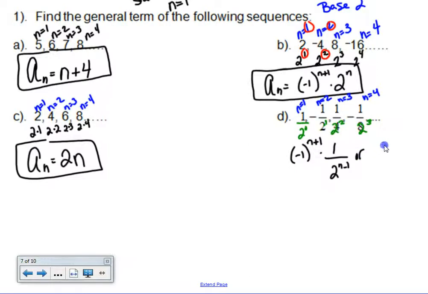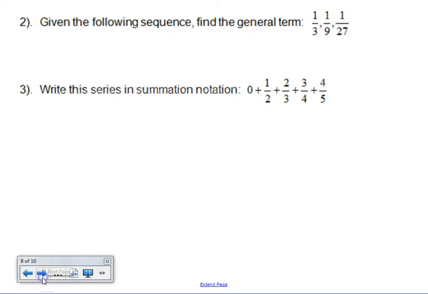Now, what some math teachers like is they don't like these separations of the terms here. So they'll put the -1 to the n plus 1 power in the numerator, and then 2 to the n minus 1 power in the denominator. And that's a great answer as well. Again, these are not the only possibilities for general terms. You will be able to convince me that yours is correct as well.